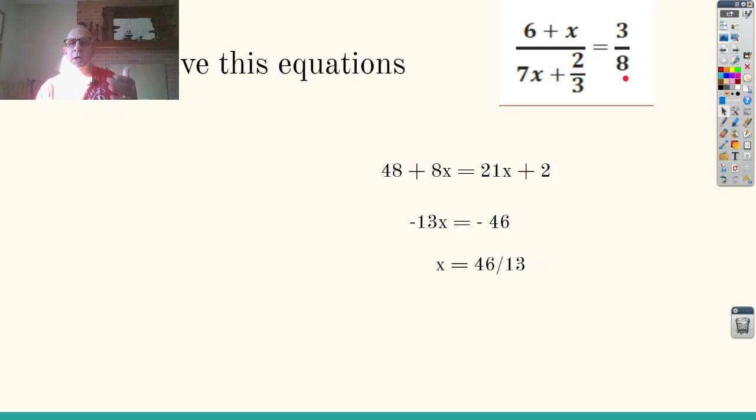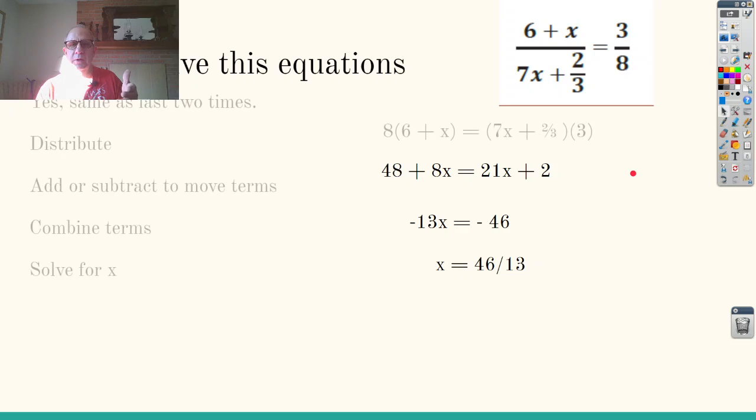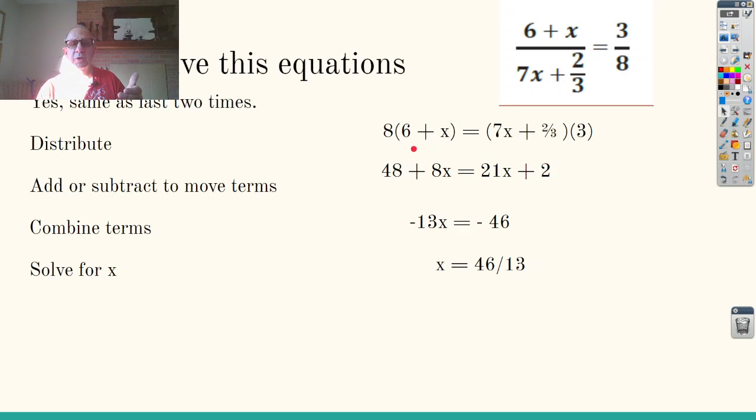So I'm still going to multiply by the denominators, right? I'm going to multiply by 8 on both sides. This 8 will cancel out. I'm going to multiply by 7x plus 2/3. It's going to cancel out on this side, but now it's going to be 3 times (7x plus 2/3) on this side. So again, with that multiplication property of equality, I've got a nice simple problem here. I just need to distribute.